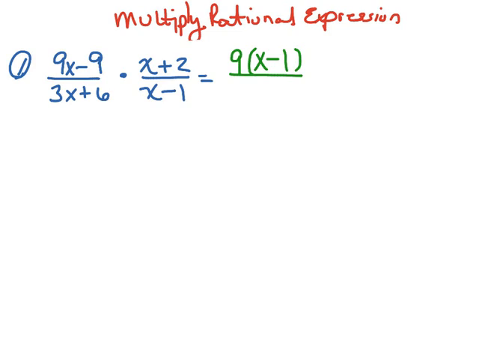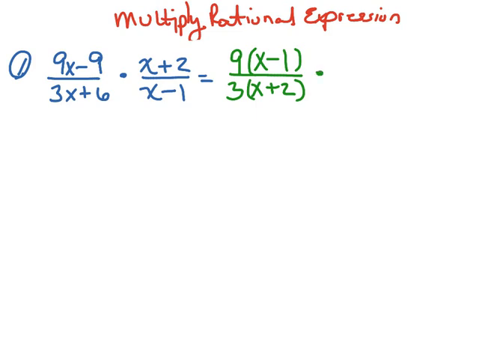Now I'm going to factor the denominator, 3x plus 6. Again, that has a GCF, a greatest common factor, and that's a 3. So we're going to factor that out. When I multiply 3 times x, I get the 3x. And when I multiply 3 times 2, I get a 6. Therefore, the factors of my denominator are 3 and x plus 2.